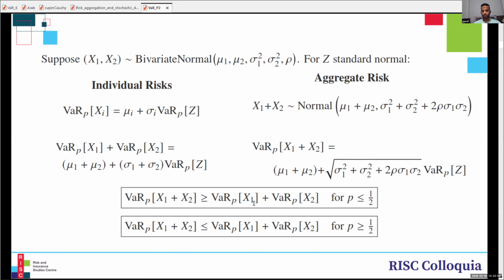This behavior switches when we go beyond half. Sorry, when p goes beyond half, then the var in that case is positive. Var of z is positive, and as we said, sigma 1 plus sigma 2 exceeds or dominates the square root quantity. That means var here is subadditive, while below half it's superadditive. So this is yet another example of the mixed behavior of var. So it starts off superadditive in most cases and then switches to be subadditive.